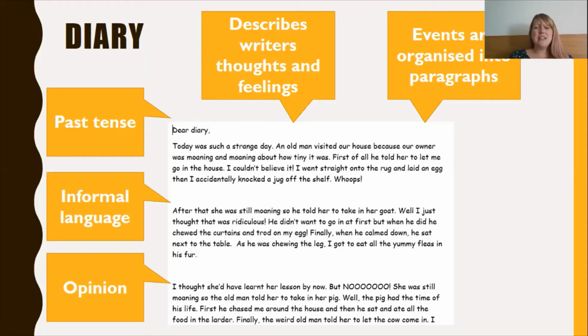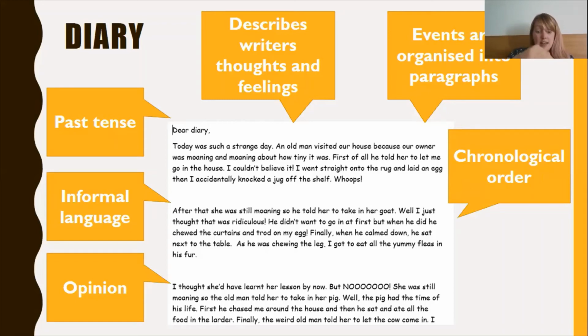I also noticed that the events are organised into paragraphs. So first of all, the old man tells the hen to go in, then the goat, then we look at the cow and the pig, then they all go out again. The events are organised in a specific order and into separate paragraphs. And like I've just said, it's in chronological order. So the diary starts at the beginning of the day, it goes through the events in the order that happened, and then it finishes with the end, with them all being thrown out of the house. So it's in time order, it's in chronological order.